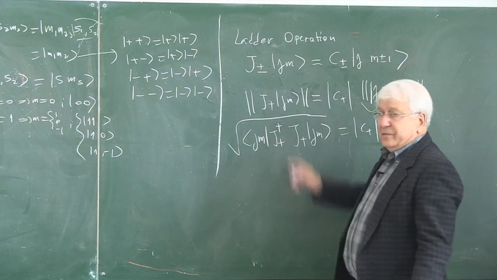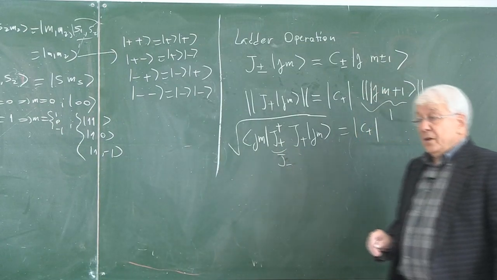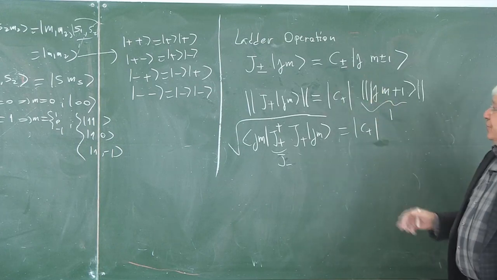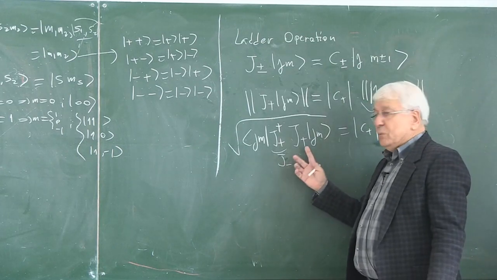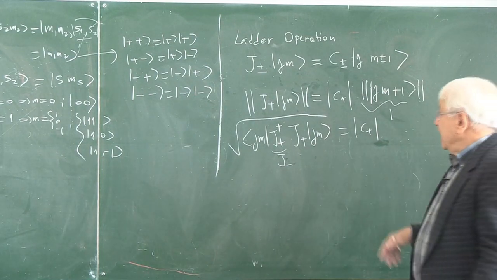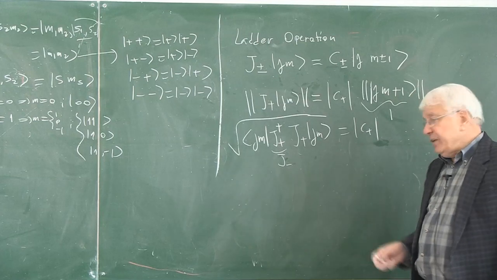What is the J plus dagger? It is the J minus. So to get the C plus, this normalizing coefficient, I have to sandwich the J minus J plus between the original |JM>. Nice, isn't it? We know what that expression is. Let me repeat it quickly instead of pulling out of the hat.